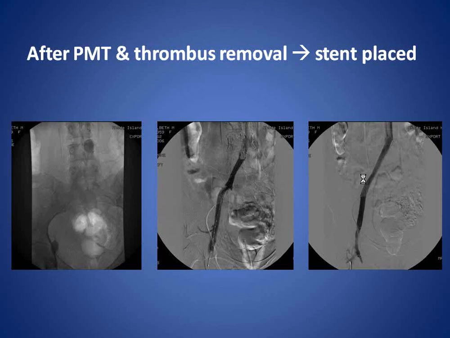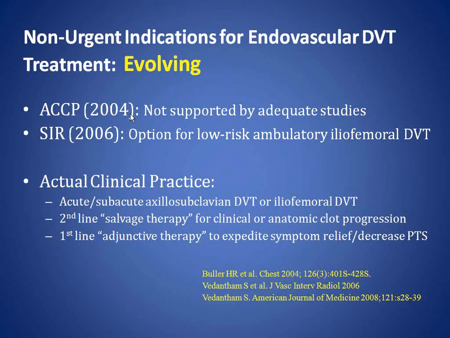So the treatment indications are evolving. In 2004, they said you can't do catheter therapies, they're not supported by adequate evidence. In 2006, the SIR said, well, why don't we consider it for patients that are at low risk and they're ambulatory, so they can get up and walk around, for iliofemoral clot only. In actual practice, what do we do?